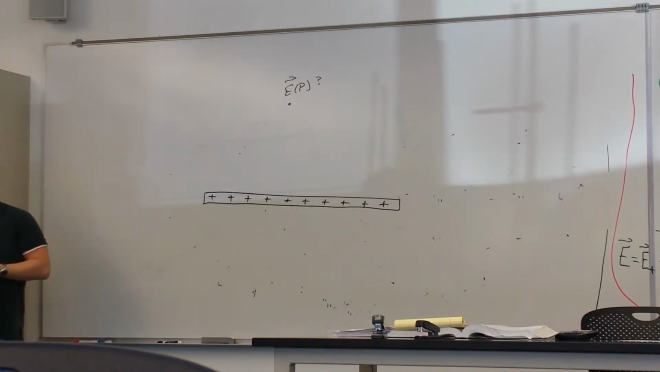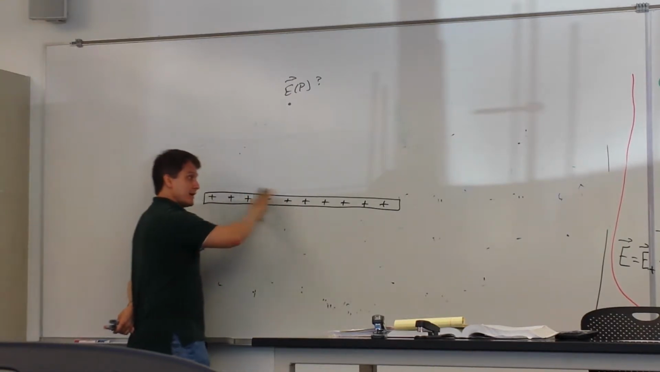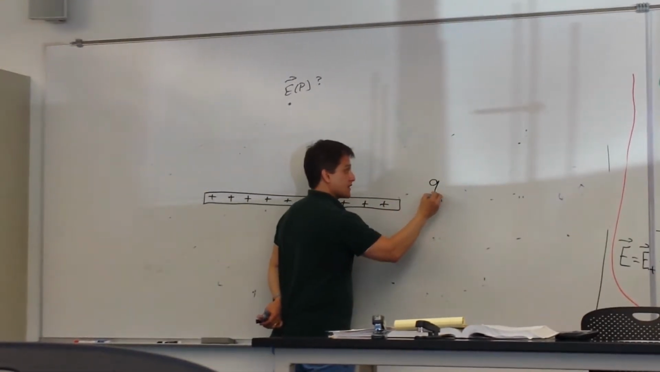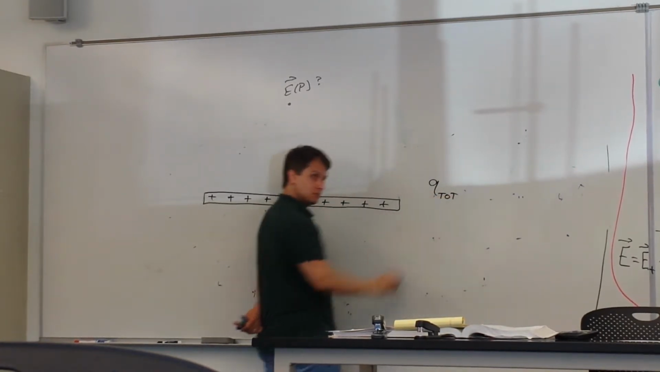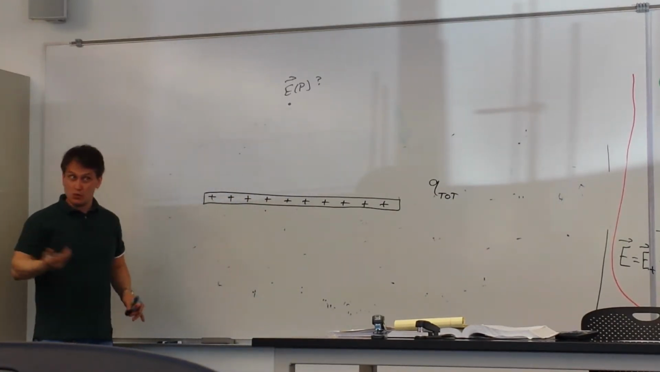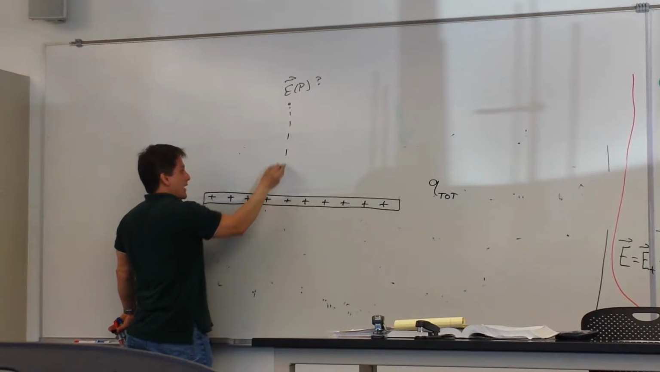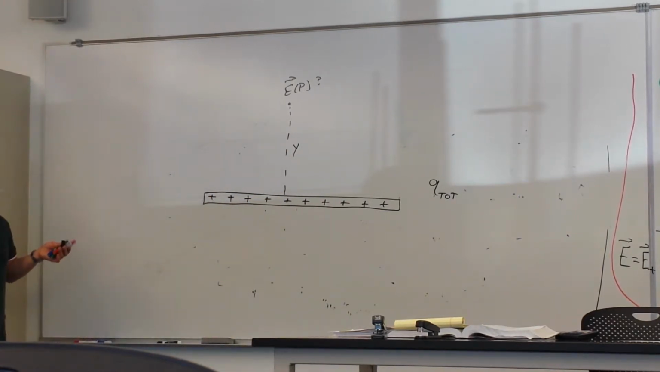Or I could take the elegant calculus approach, which is to say, if this is a continuous rod with some total Q, and I want to know what the electric field is at some distance away. And in this case, that distance away, I think we just say it's Y. It's just directly up. It can be in the center or not. We'll just assume that it's in the center.